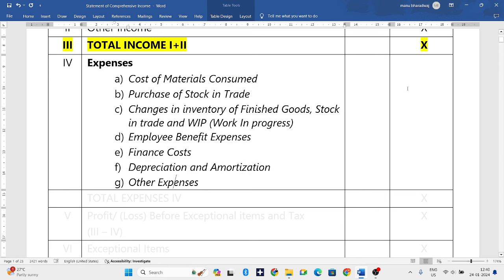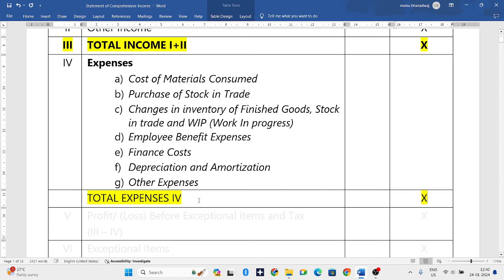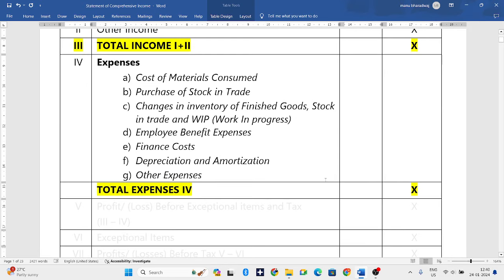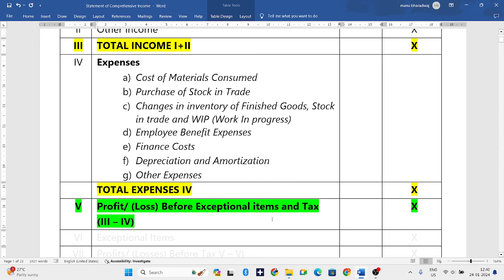expenses. Now, adding all these seven components, we get total expenses. When we add all these things, we get total expenses. Now, we want profit or loss. Profit or loss before exceptional items. Profit or loss before exceptional items and tax.